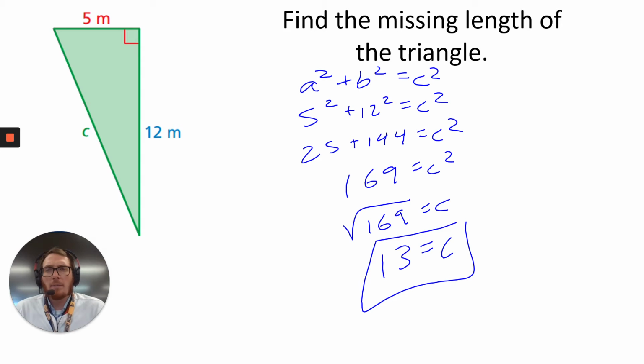In this triangle, I'm labeling A, B, and C, but it doesn't matter which one's A and which one's B. So I said A was 5, so this is 5 squared plus 12 squared, A squared plus B squared equals C squared. 5 squared is 25, 12 squared is 144. I add those two things together and I get 169 equals C squared. To find C, I have to get rid of squaring by square rooting. So I take the square root of 169.